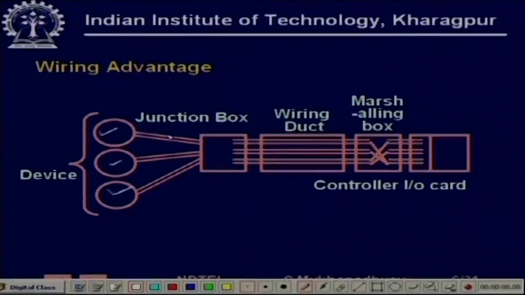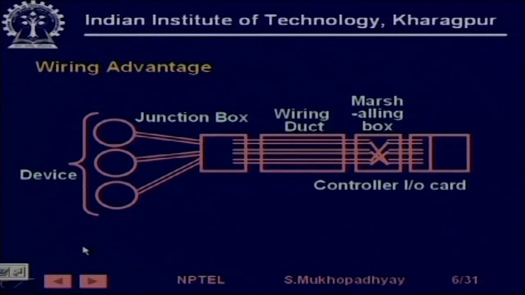So from each device you run a pair of wires, and these get connected to the junction box, and from there they run through a wiring duct. So for each device you have a pair of wires, then they get into a marshalling box, and then finally connect to a controller IO card. Now look at the amount of wiring. For three devices you need to run three pairs of conductors.